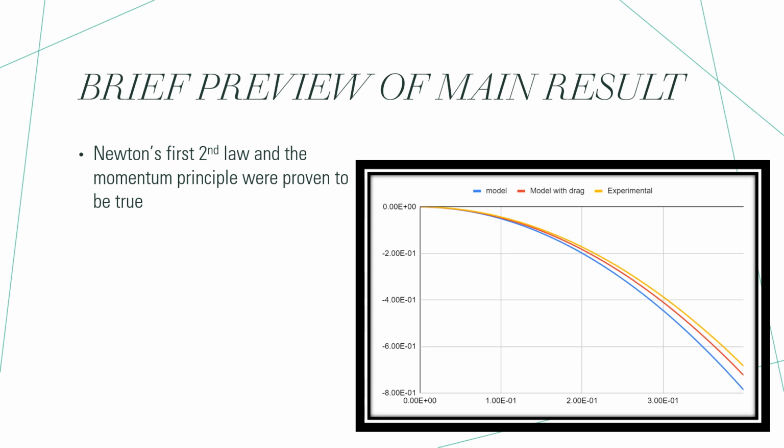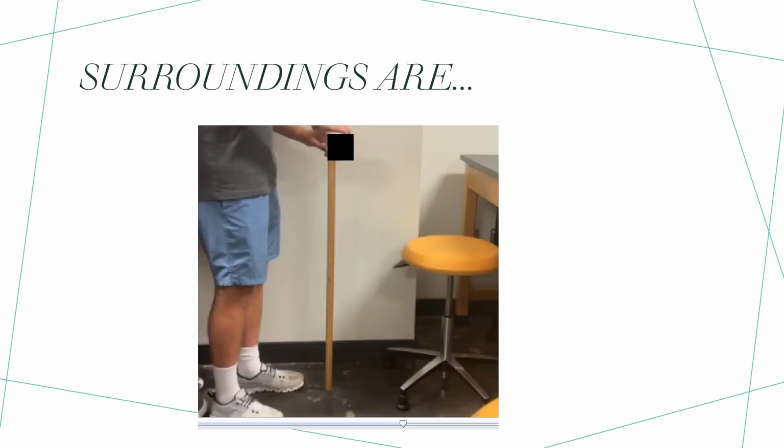A brief preview of the main result: Newton's second law and the momentum principle proven to be true. This is the graph of the results, the experimental model, and model with drag. The system is the paper ball. The surroundings are everything but the paper ball, so the ground, me, etc.